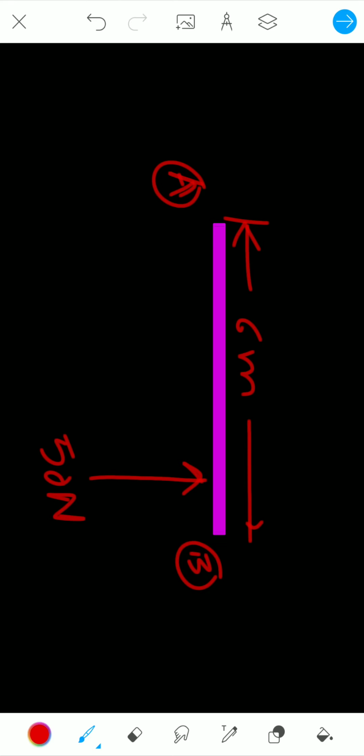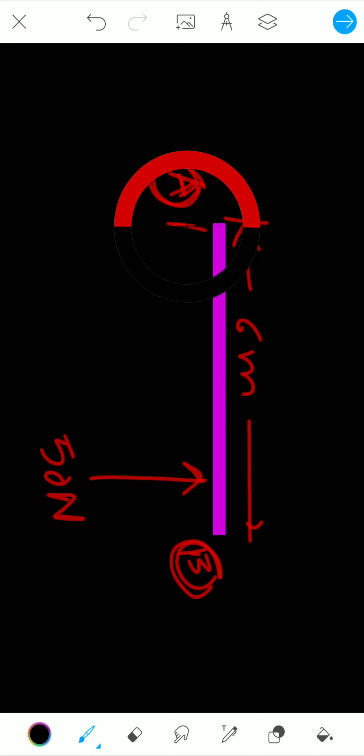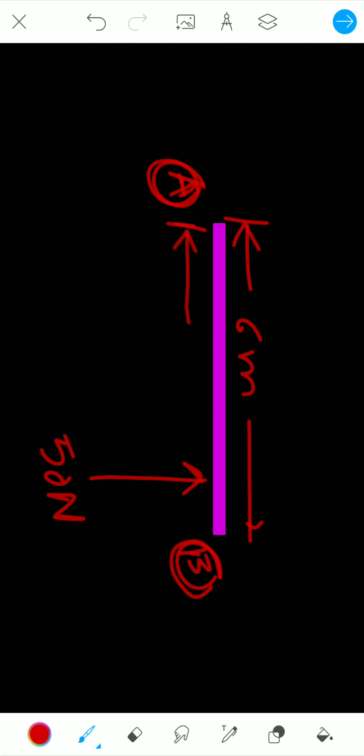The left side end of the rod is named point A, and the right side end is named point B. He is asking us to find the moments at point A and at point B. Another distance is given here: the distance between point A and the point where the force is acting is 5 meters, and the rest is 1 meter.